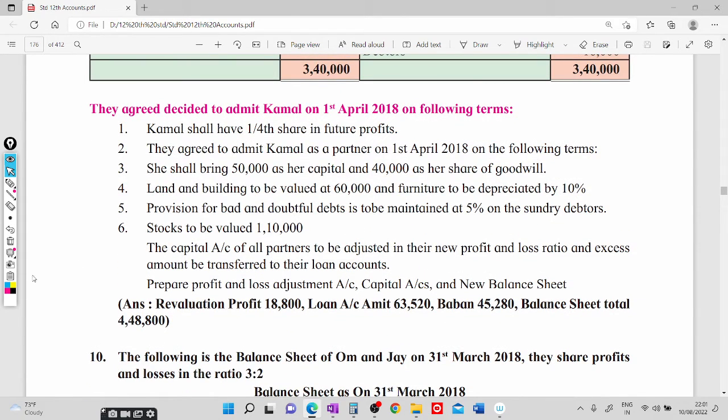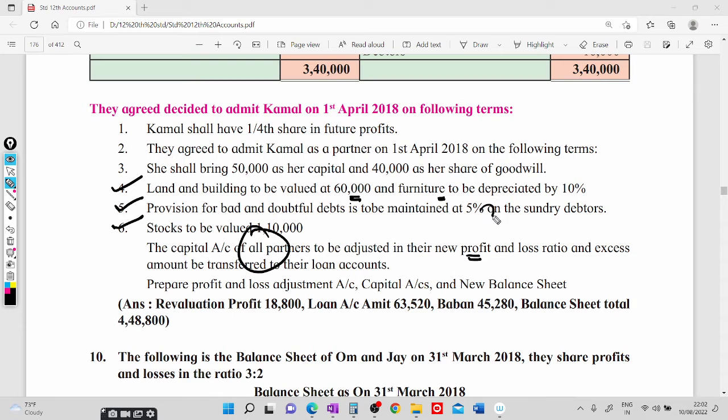Let's see point number 4. Land and building. Okay, we have recorded this. There is an increase in value of the land and building furniture. We have also recorded point number 5, point number 6. Now last remains is that the capital account of all the partners are to be adjusted in their new ratio.